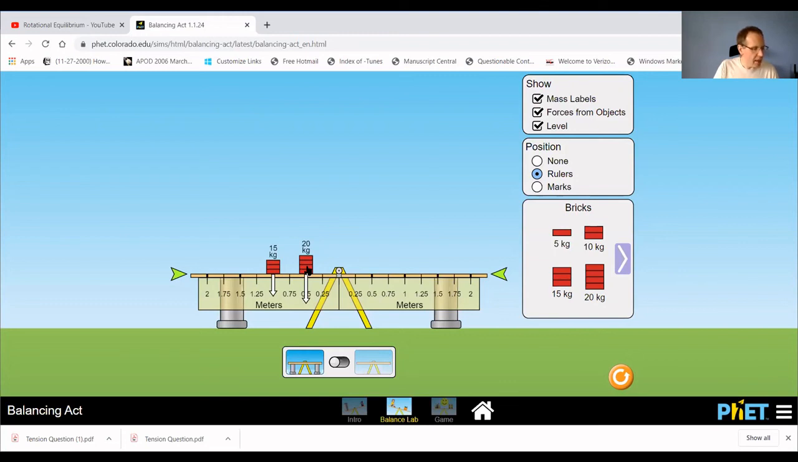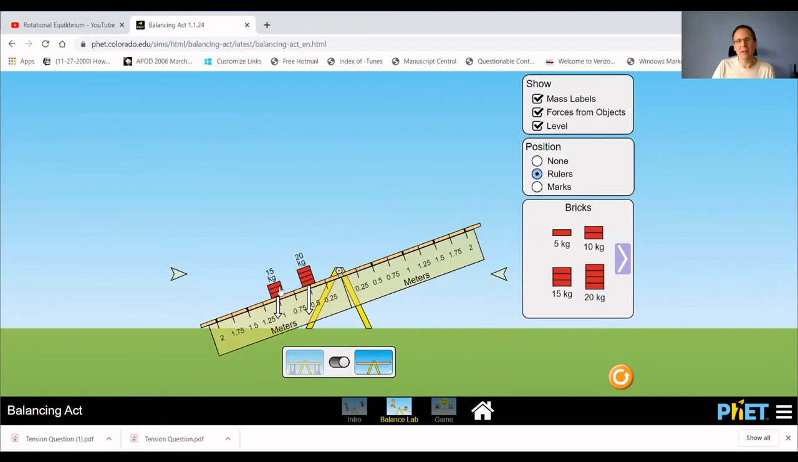Use the second condition for equilibrium, rotational equilibrium, to calculate where a 20 kilogram brick should be placed on the right-hand side so that when you click this over, everything balances. Right now, obviously, there's much more weight on the left-hand side, so there's a much greater counterclockwise torque than clockwise torque. So this is just rotating, and it's definitely not in rotational equilibrium.